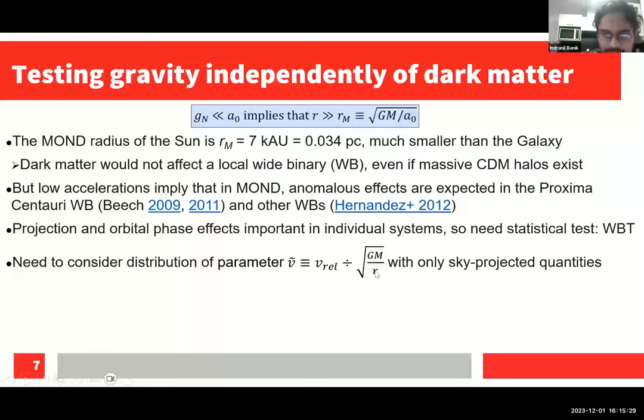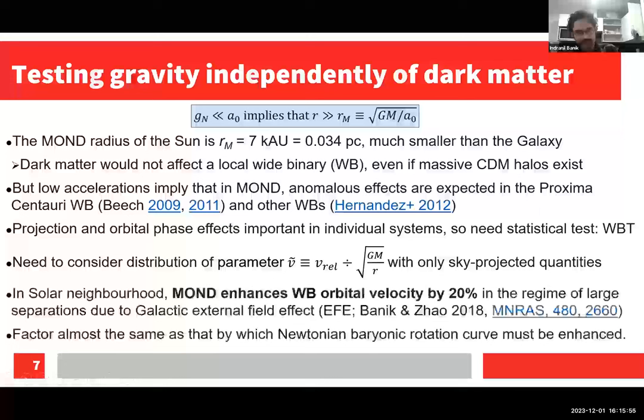Now, the important thing is that the circular velocity of a system scales with the square root of the gravity. So V tilde is basically a measure of the square root of the ratio between the gravity and the Newtonian gravity. That's modulated by all the projection and orbital phase effects. So that's essentially what we'll be focusing on.